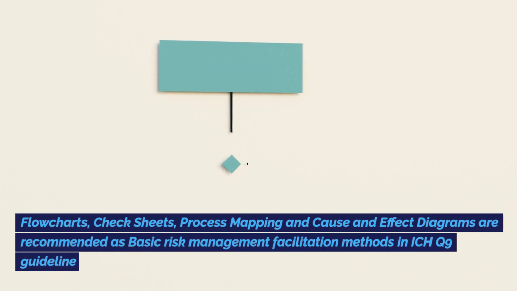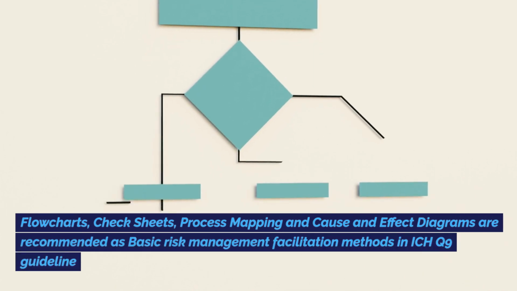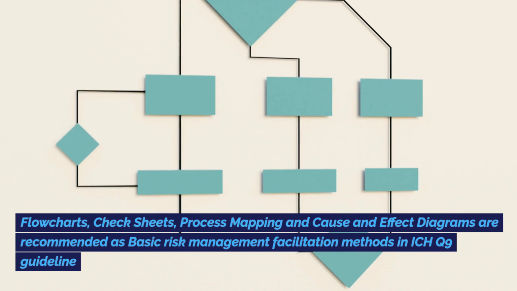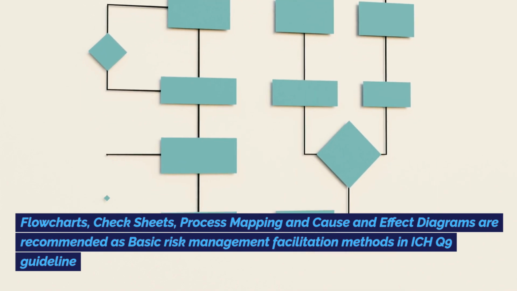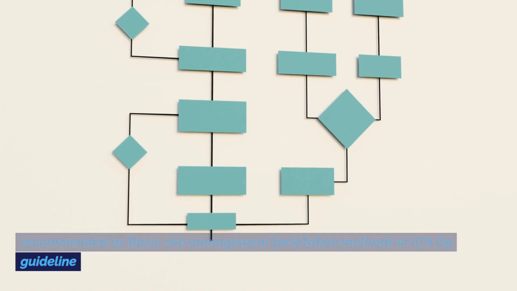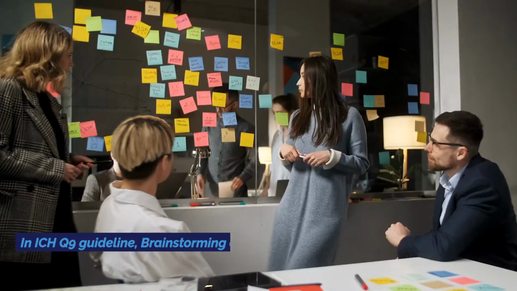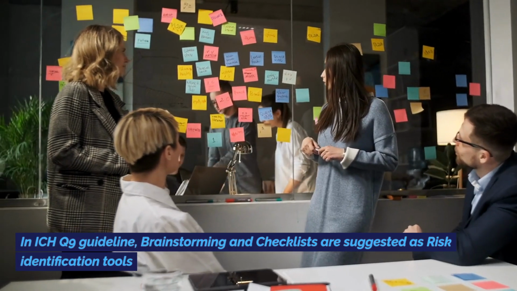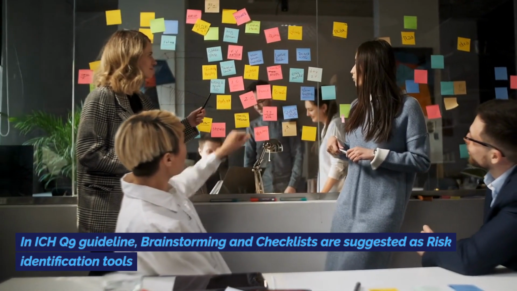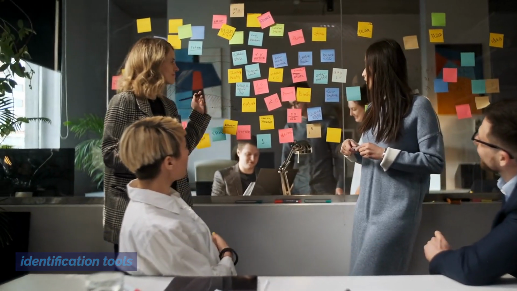Flowcharts, check sheets, process mapping and cause and effect diagrams are recommended as basic risk management facilitation methods in ICH Q9 Guideline. In ICH Q9 Guideline, brainstorming and checklists are suggested as risk identification tools.